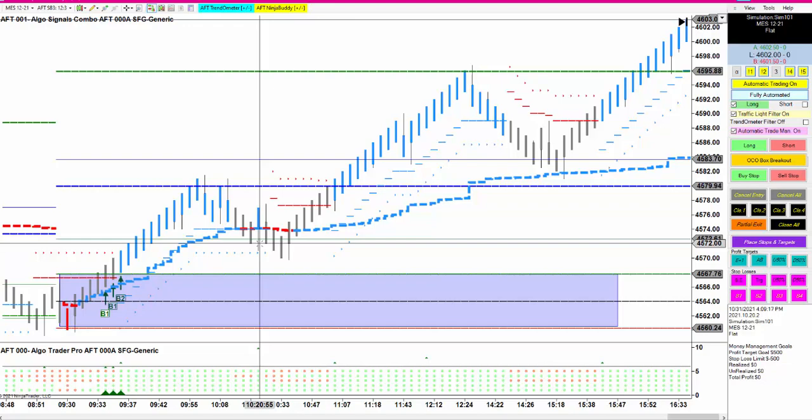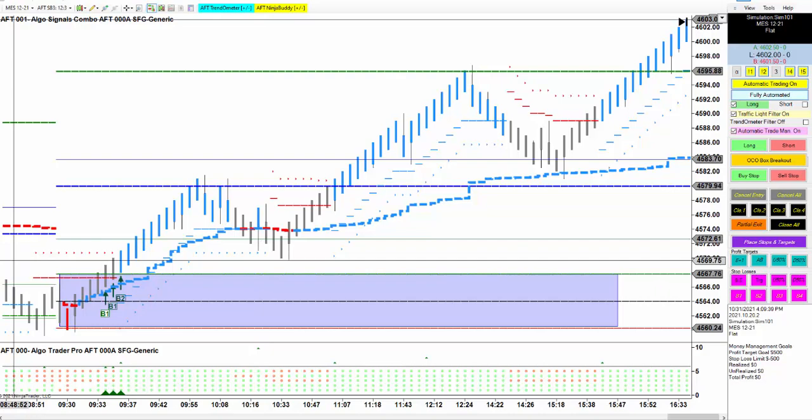So it's man with machine. We're using the automation as much as possible, but also using our own filters in conjunction with the automation to determine which way should we be trading? Which direction should we be trading or favoring?